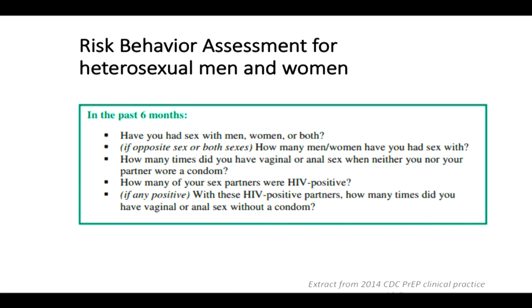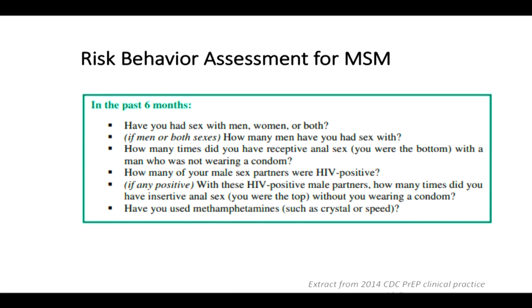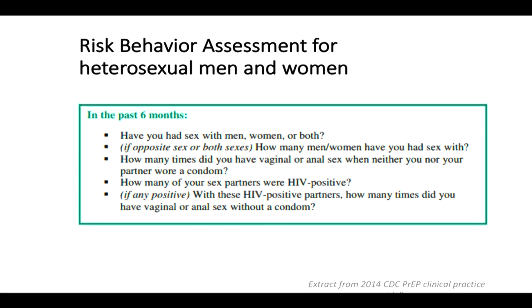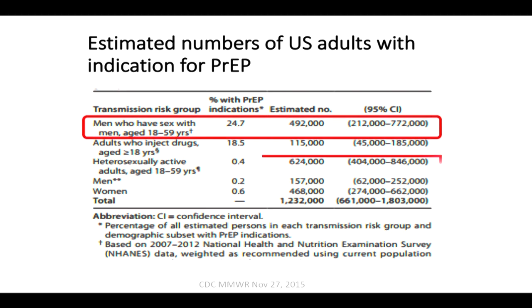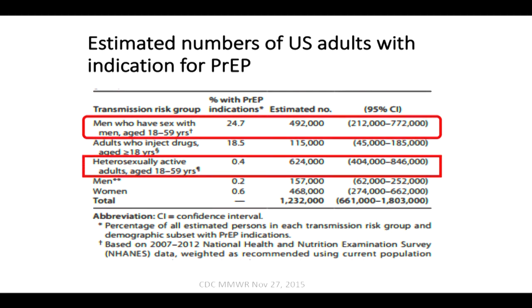These allow for identification of individuals, whether they be men who have sex with men or heterosexual men or women, around their HIV risk. So if these numbers are applied correctly, the estimates by the CDC are that 25% of men who have sex with men aged 18 to 59 years of age will meet an indication for PrEP. Similarly, for heterosexually active adults within that same age range, about 0.4% will meet indications for PrEP.